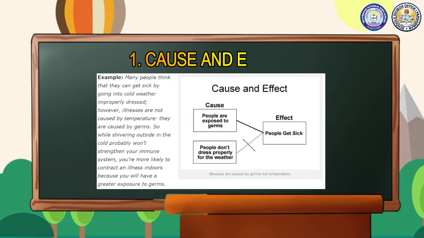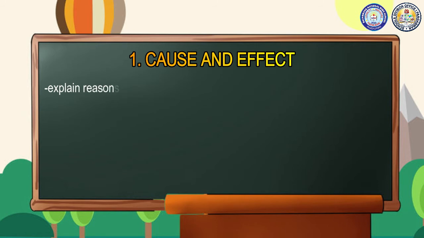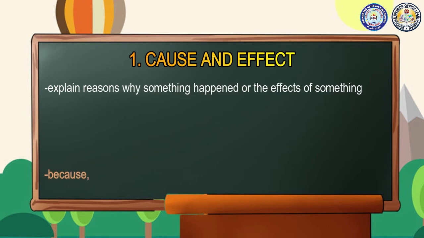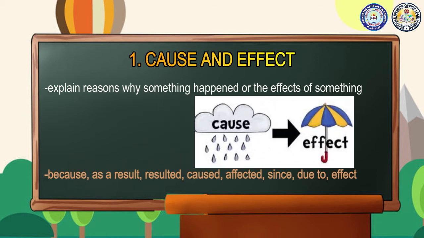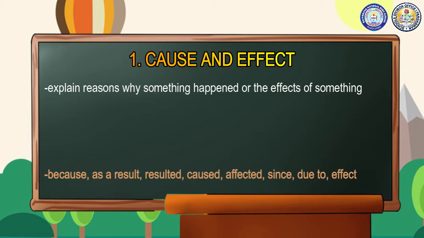Cause and effect is a common way to organize information in a text. Paragraphs structured as cause and effect explain reasons why something happened or the effects of something. The signal words because, as a result, resulted, caused, affected, since, due to, and effect may indicate that information in a paragraph is organized as cause and effect.